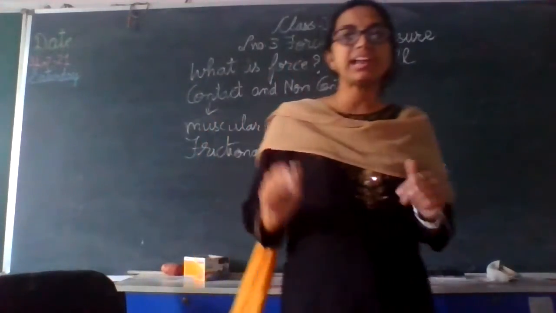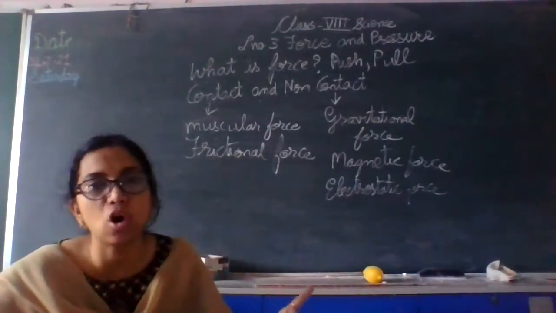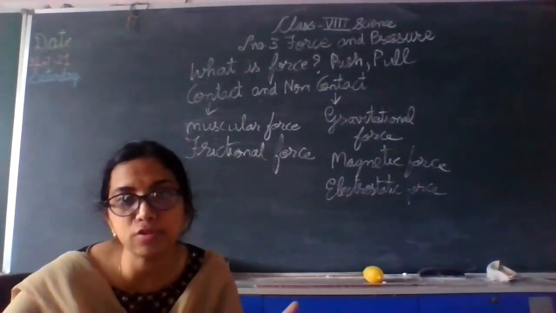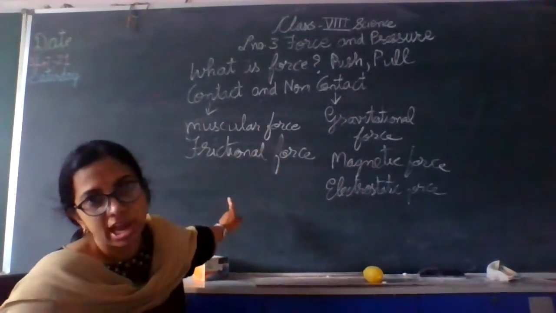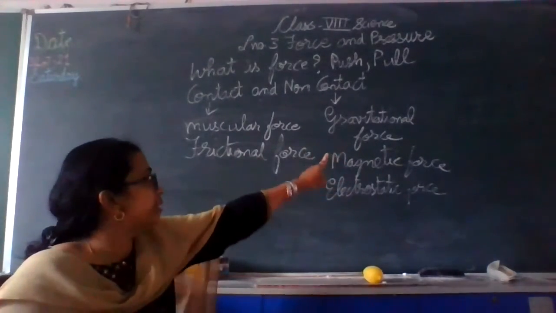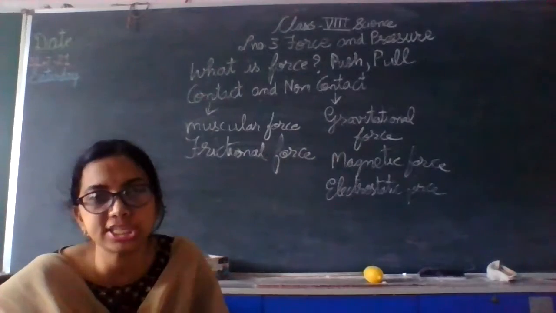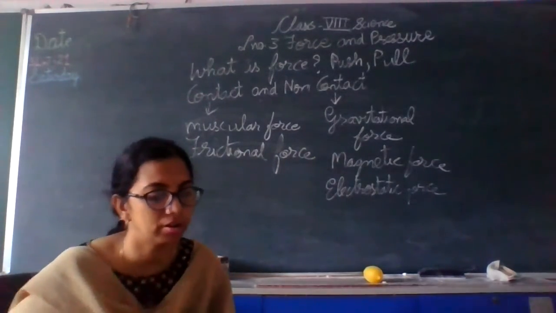As both the objects are in direct contact here, it is a type of contact force. So types of contact force are muscular force and frictional force. Types of non-contact forces are gravitational force, magnetic force, and electrostatic force. Okay?